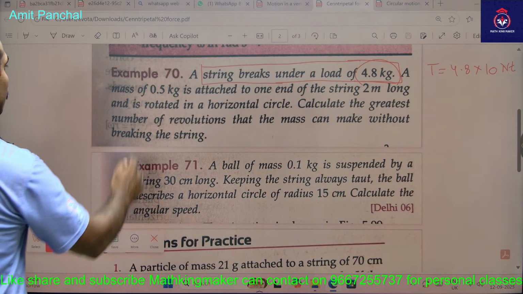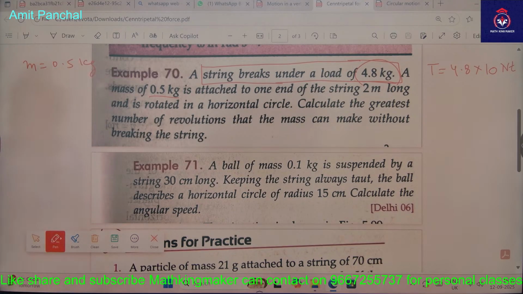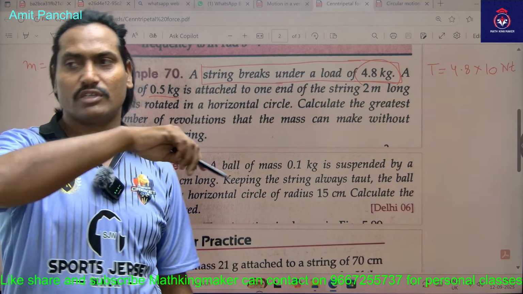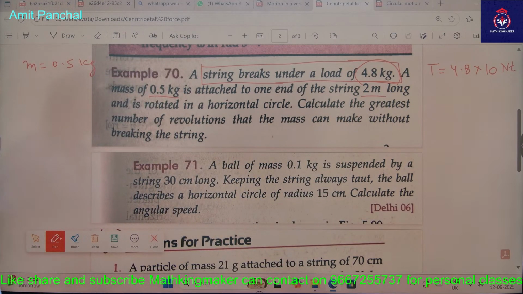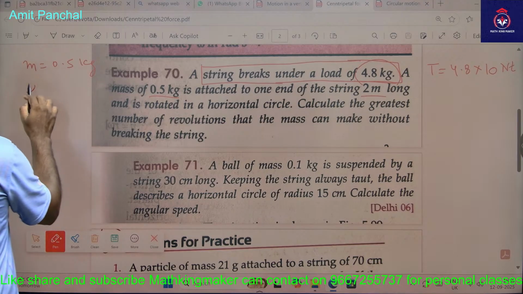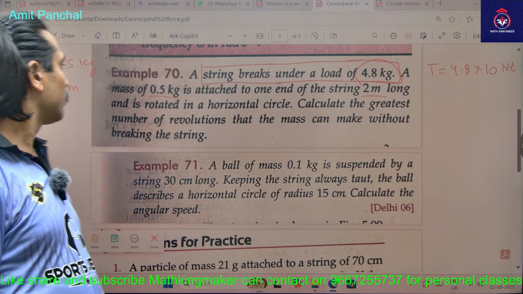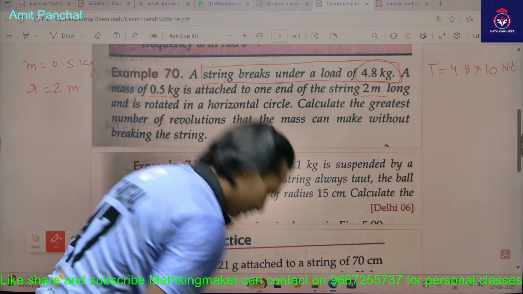A mass m of 0.5 kg is attached to one end of a string 2 meter long. So if you are moving it in a circular fashion, how much will be the radius of the circle? That will be 2 meter. But in the below case, question 71, the string is 30 centimeter but the radius is 15. How is that possible? But in this one, you're saying that the string is 2 meter and that is the radius.